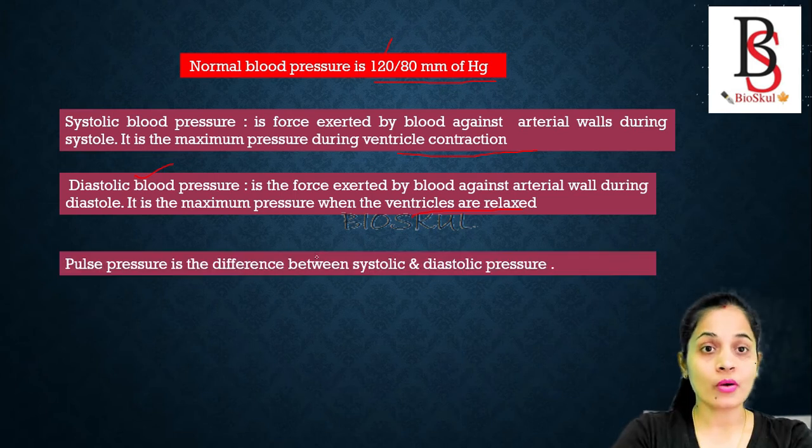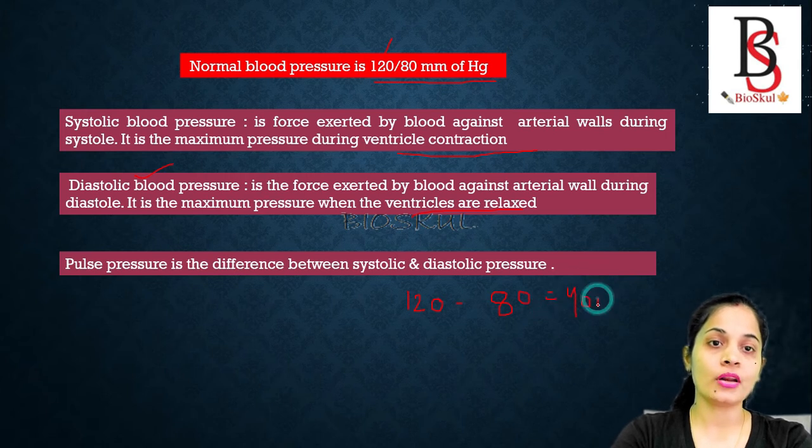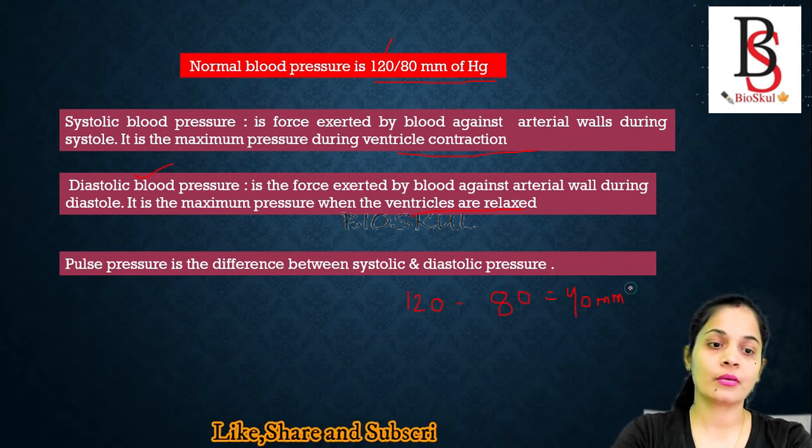So how can we calculate the pulse pressure? Pulse pressure is the difference between the systolic blood pressure and diastolic blood pressure. So what is the normal range of pulse pressure? It will be 120, the systolic pressure, minus 80, the diastolic pressure. So what will be the pulse pressure? It will be 40 mm Hg, that is 40 millimeters of mercury.